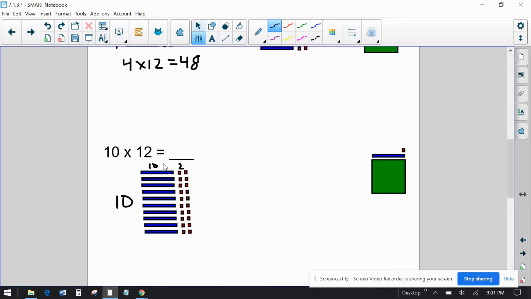Now remember, once you get to 10 of these longs, of these 10 pieces, they link together and they can actually be exchanged for one of those green pieces.